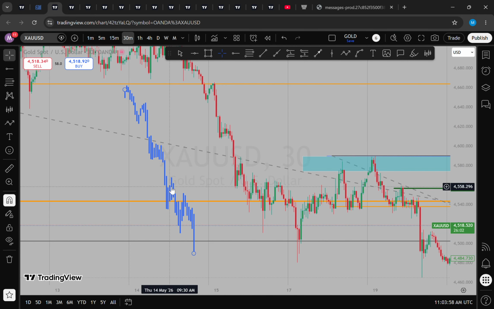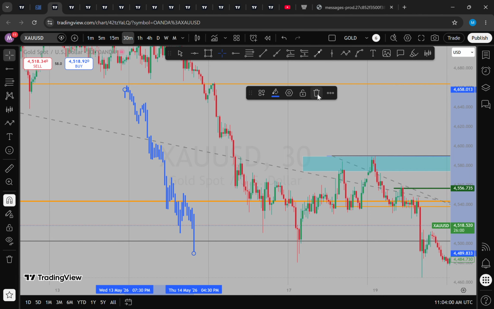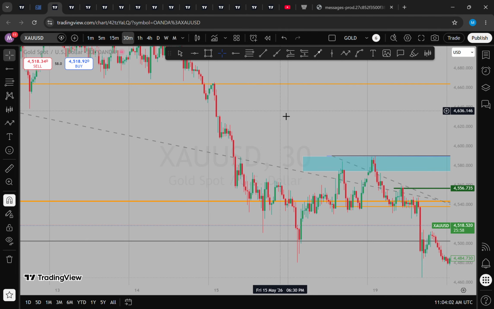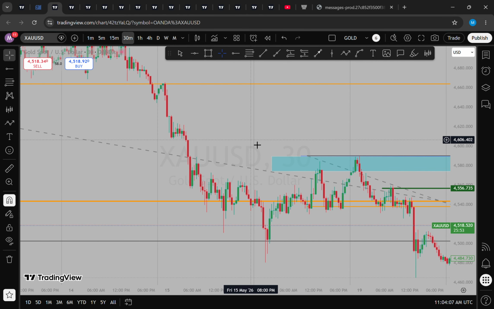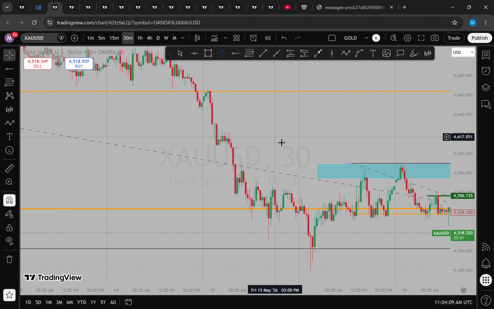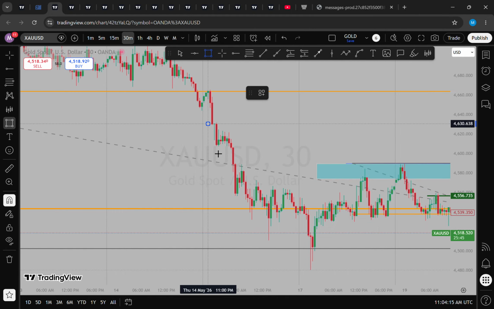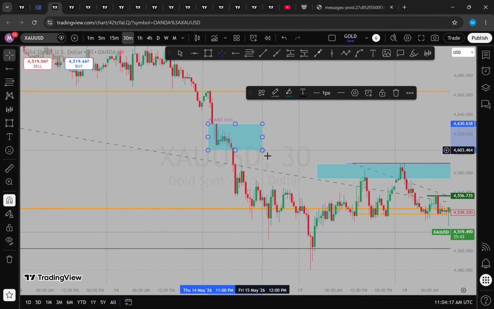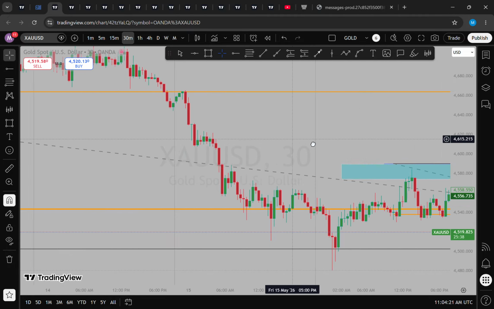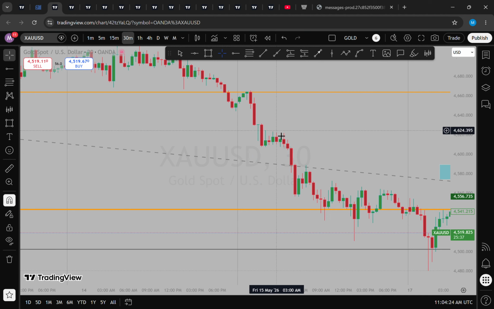In future, I'll still teach you how to identify a pullback. Pullback is very, very important. You saw me marking it out and you'll be surprised I didn't mark this area. This is not a pullback.